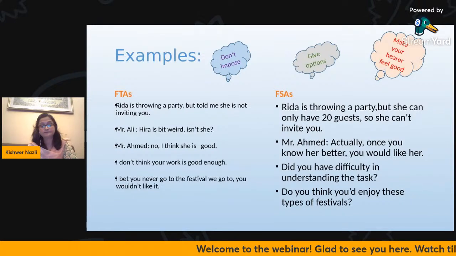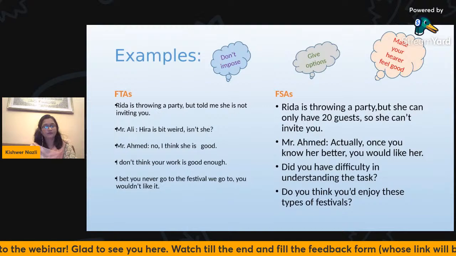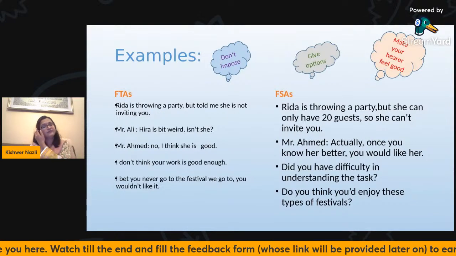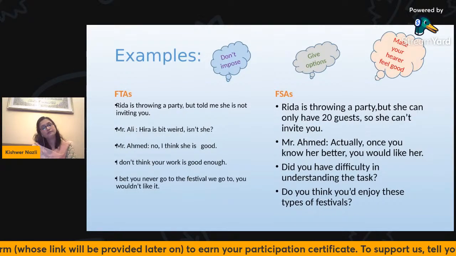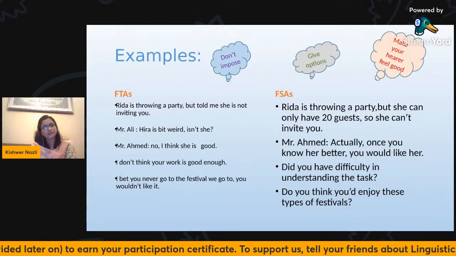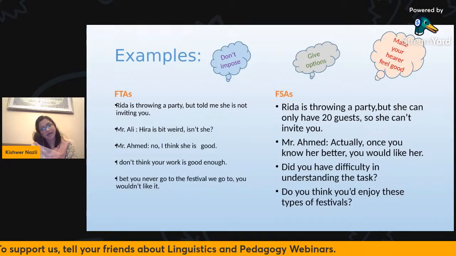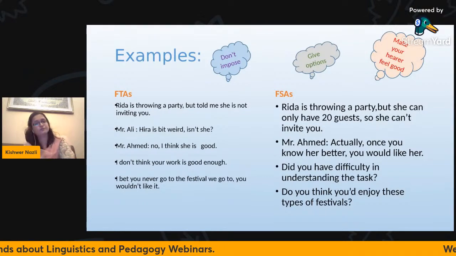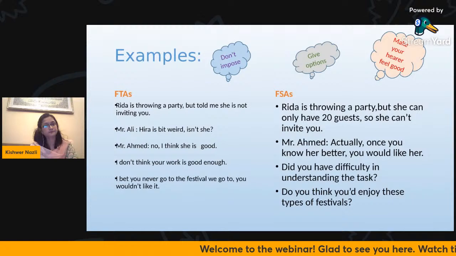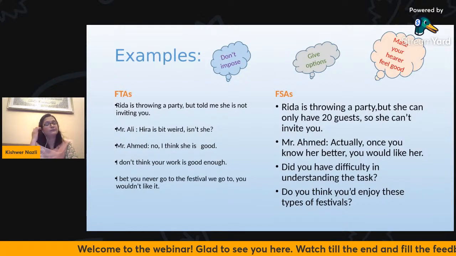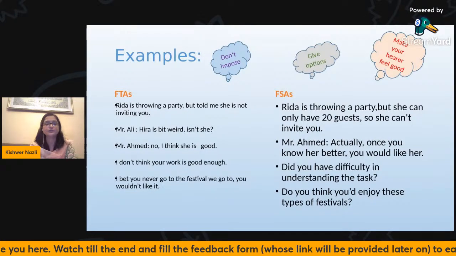For example: don't impose, give options, make your hearer feel good. Let's take the very first example. I would say my friend Rida is throwing a party, but she is not inviting you. What would my friend feel about that? She would feel excluded, isolated. She would feel bad, awkward. So I can change my utterance like that: Rida is throwing a party, but she can only have 20 guests, so she can't invite you. Now she can feel better. There is no personal problem, no problem with my personality. There is some other technical issue.